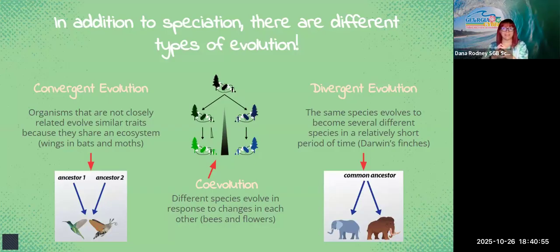The big example with divergent evolution is going to be Darwin's finches. And then we have coevolution, and that's just where different species evolve because one species evolved and changed, so another species evolves with it. So they're like co-captains of a team. They are both working together. An example of this would be like bees and flowers. When flowers change, the bees change with them, and vice versa.